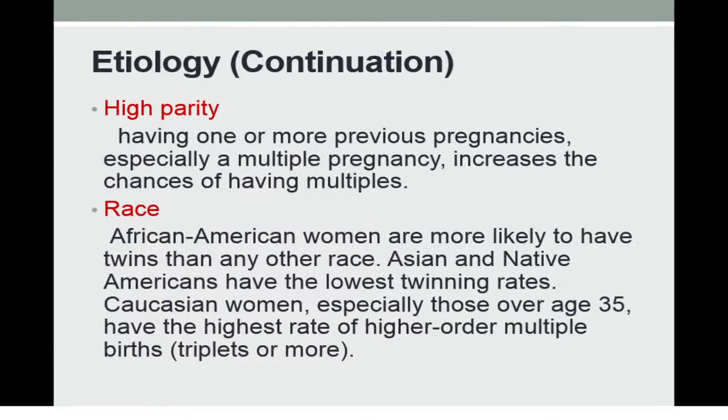High parity. Having one or more previous pregnancies, especially multiple pregnancies, increases the chances of having multiples. Race. African American women are more likely to have twins than any other race. Asian and Native Americans have the lowest twinning rates. Caucasian women, especially those over age 35, have the highest rate of higher order multiple births, triplets or more.